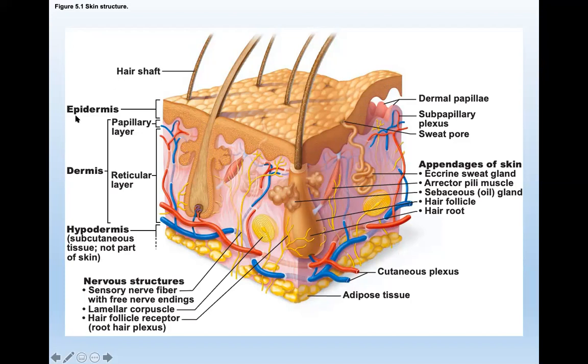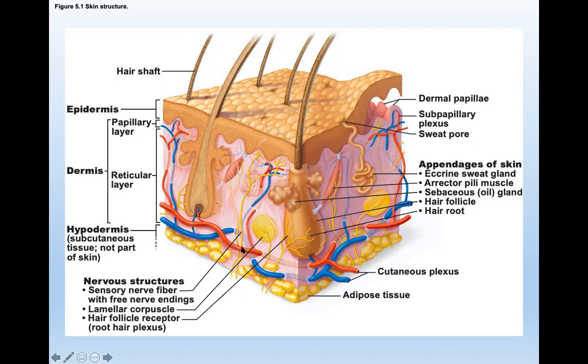So again, break down the word for yourself. Epi means what? You guys remember? On top of, correct. So epidermis means on top of the dermis, literally sits on top of the dermis. Then you have dermis, and then hypodermis, hypo means below, right? Correct. So hypodermis means below or lower than the dermis layer.